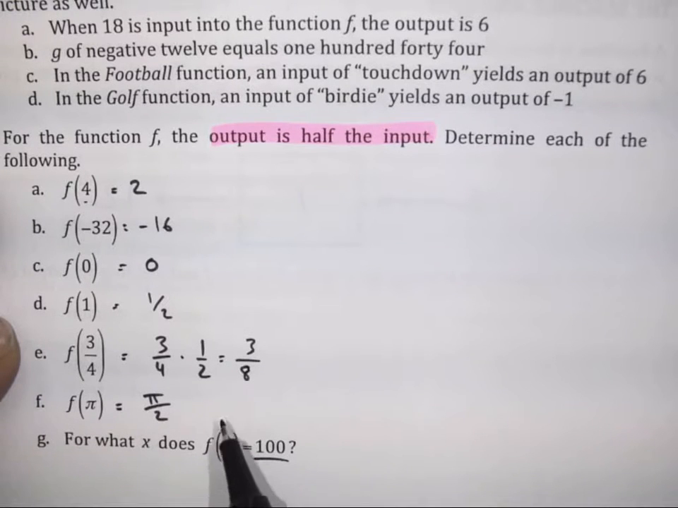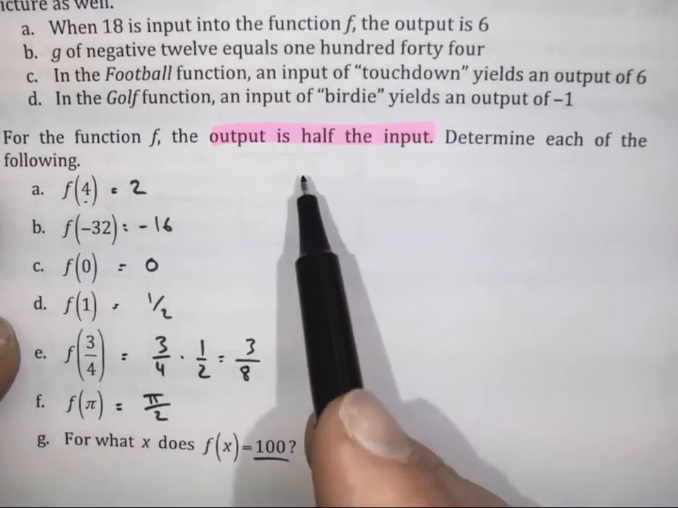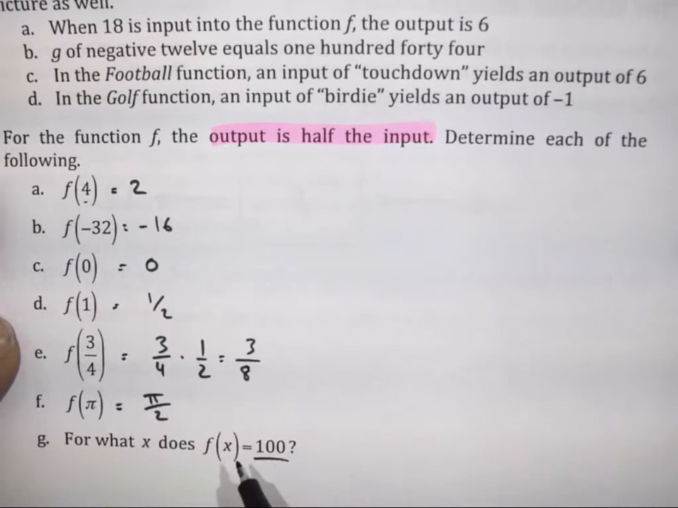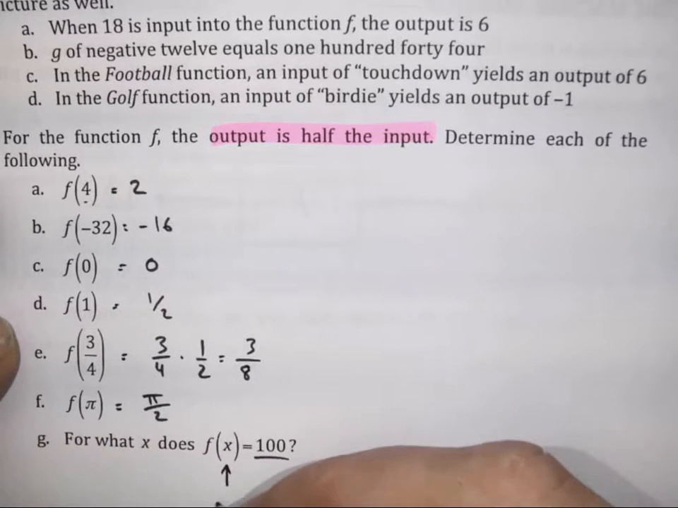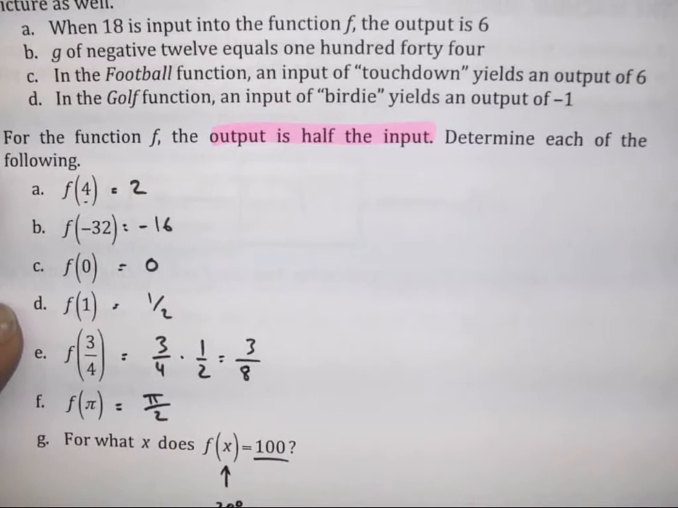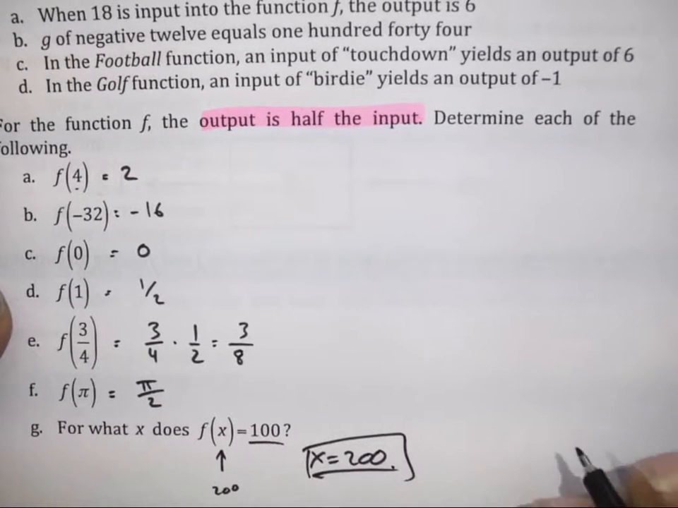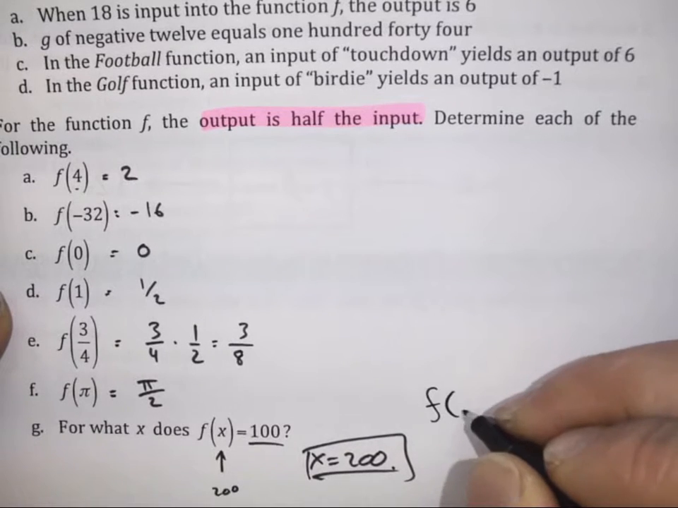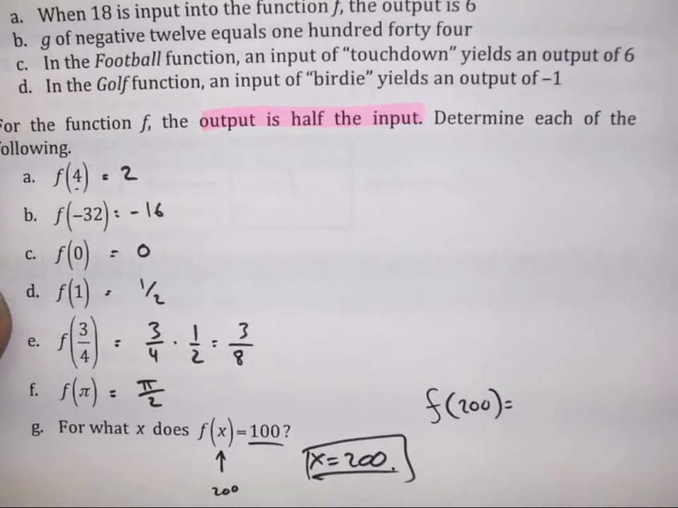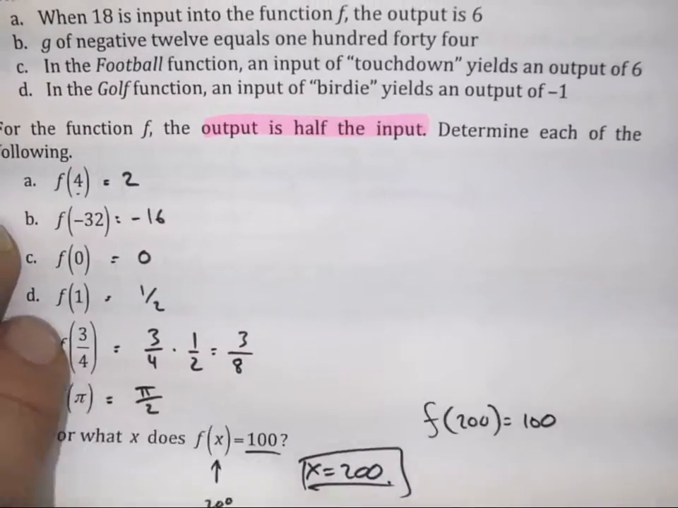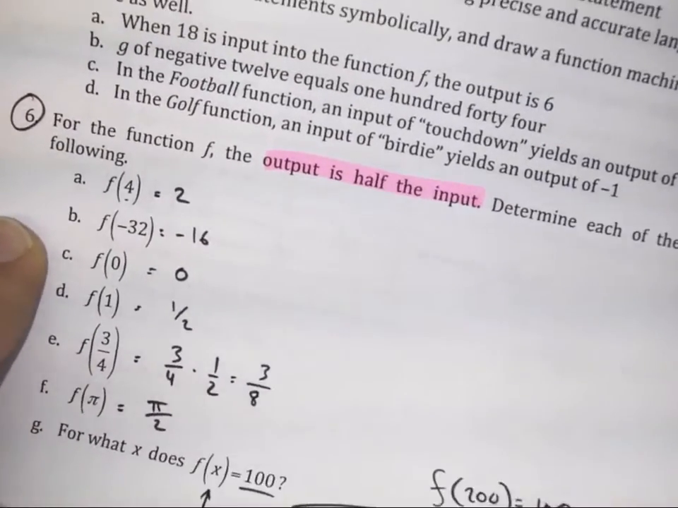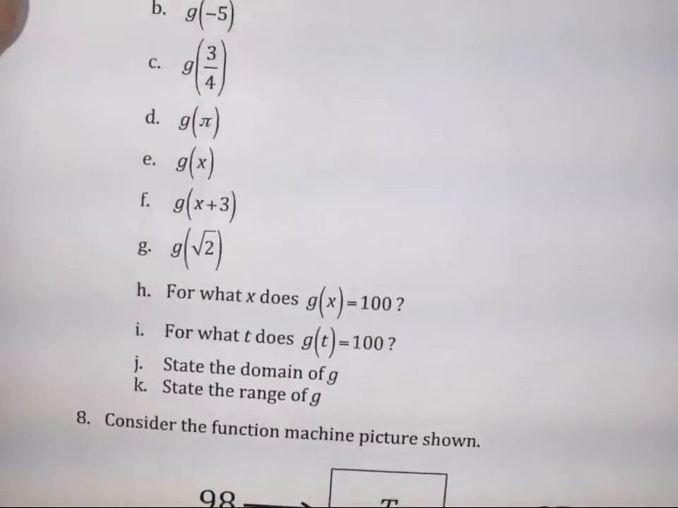Well, if this function takes inputs and halves them, then the input must be 200. X equals 200. And that means that f of 200 equals 100, which follows the same logic we've been using here. All right, on to question 8.